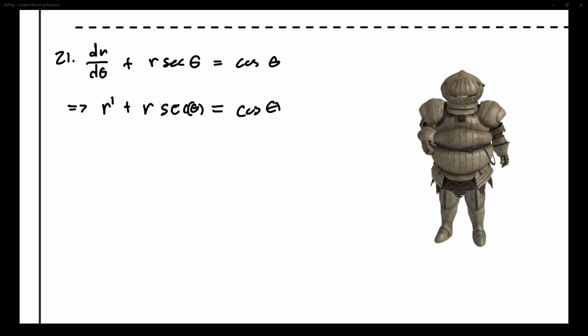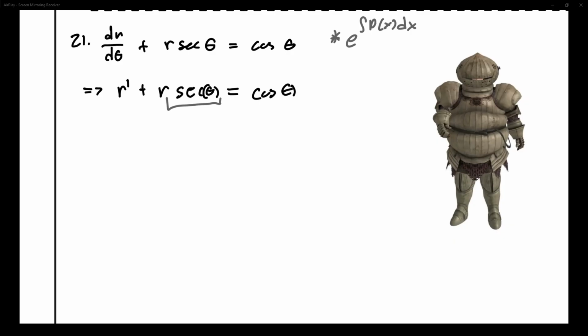If we rewrite it like this, we can easily see that every single term is at most to the power of 1, and the order here is given by r prime. So first order linear means that we can use the integrating factor. For those who are not familiar, the integrating factor is just e to the integral of p(x) dx, where p(x) would be this term right here.